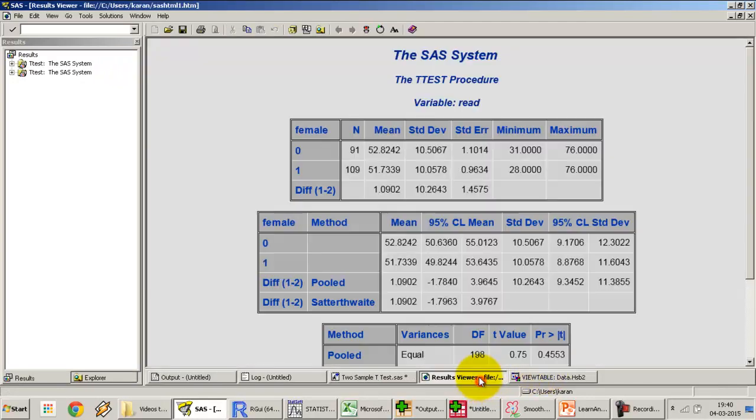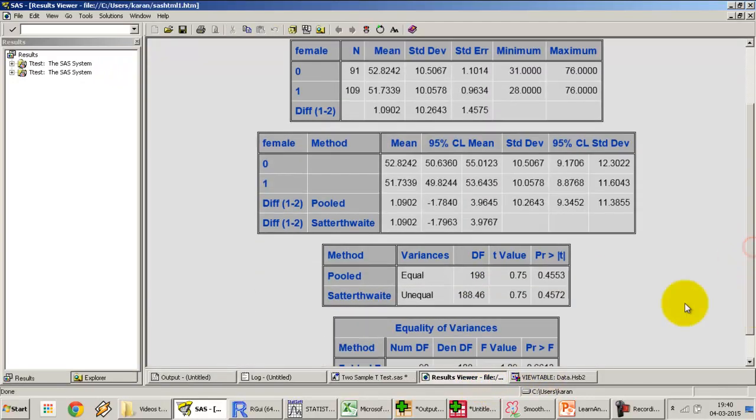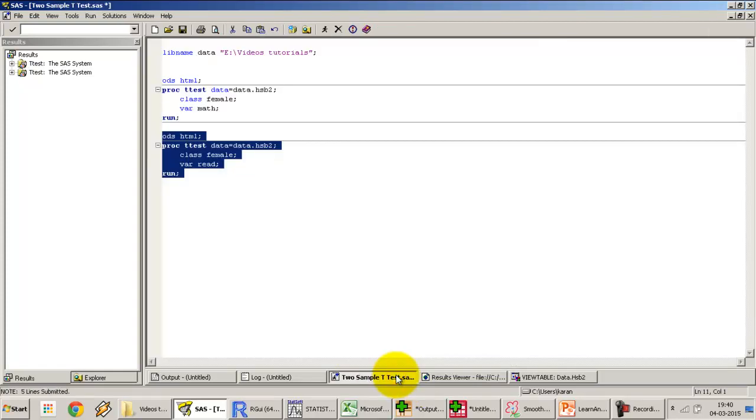I need to look at the unequal variances p-value. The unequal variances p-value is coming out to be about 0.45. This value is greater than alpha, and alpha we've set as 0.05 or 5%. Therefore, the null hypothesis stays. The null hypothesis was that gender does not impact the read score over here. So this is how we're going to do a two sample t-test on SAS.